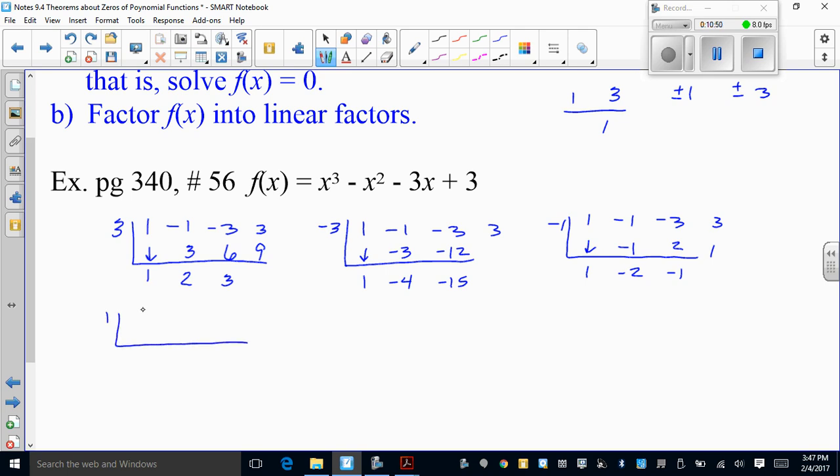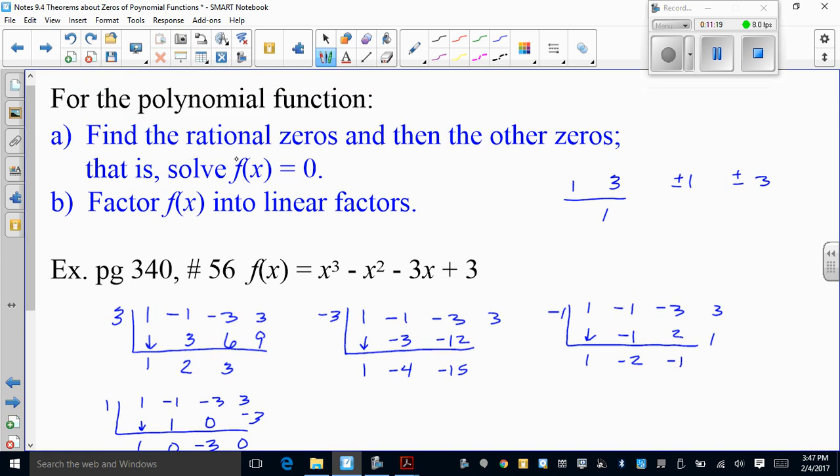1, negative 1, negative 3, 3. 1, 1, 0, 0, negative 3, negative 3, 0. Remainder, constant, x squared. So x squared minus 3 equals 0. Now remember, this part that I was doing here, find the rational zeros and then the other zeros, that is solve f(x) equals 0. These are only possible zeros. And you're only going to get 3.